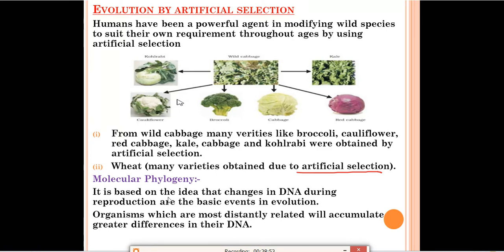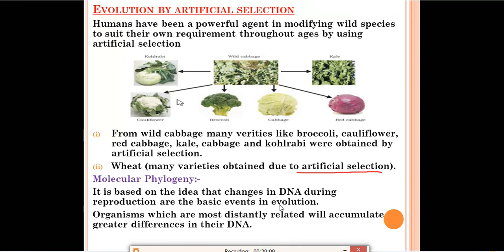Next one is molecular phylogeny. So what is molecular phylogeny? It is based on the idea that changes in DNA during reproduction are the basic events in evolution. What happens during reproduction? Sometimes some changes will occur in the DNA, as errors.